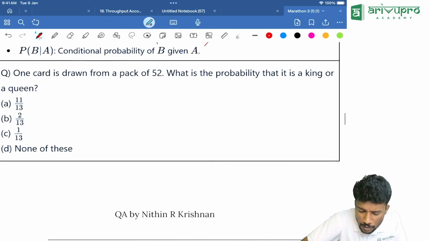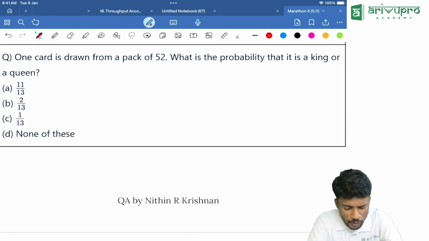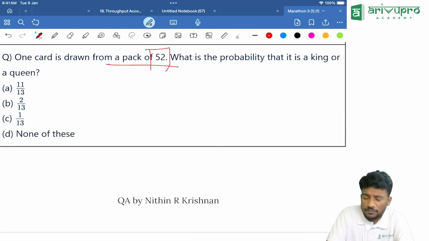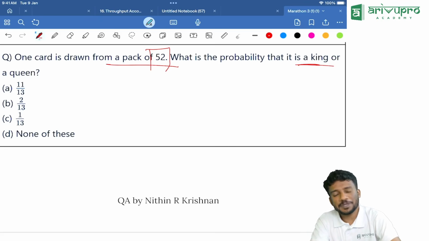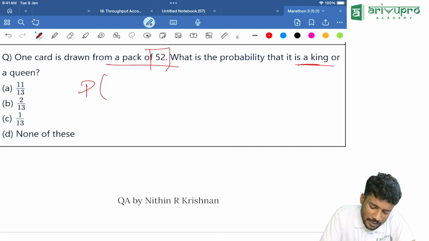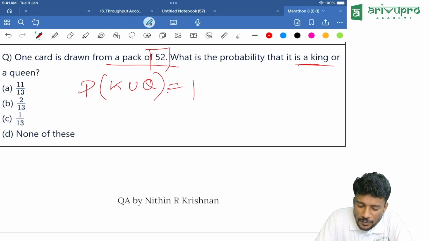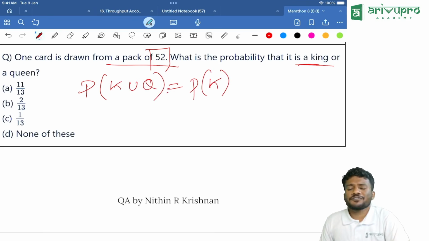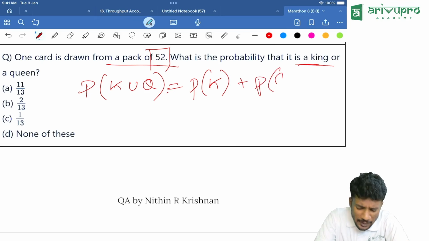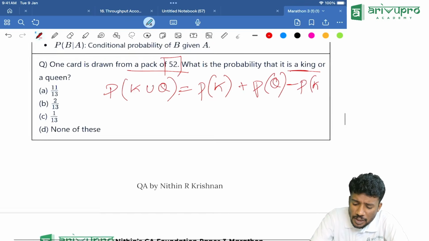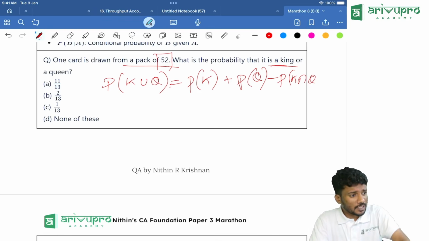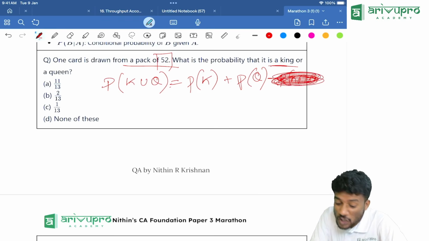Now, look people, we will go again. Try to do this. One card is drawn from a pack of 52 cards. The probability that it is a king or a queen. Now people, tell me, what are they asking? P of K union Q. First one is P of king plus P of queen minus P of king intersection queen. Is there any card like that which is a king and a queen? No, there is nothing like that. That means the intersection is 0.